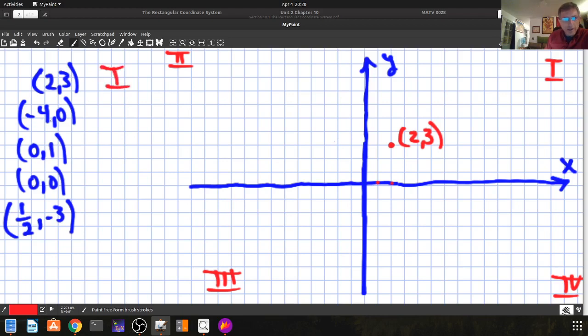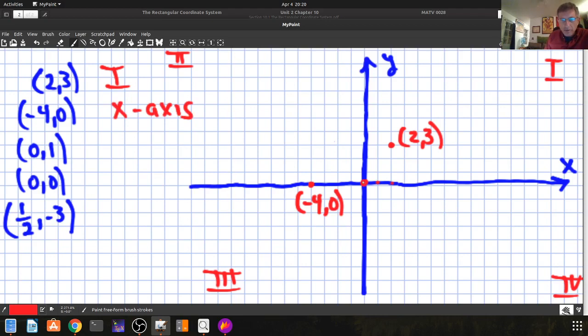So now let's plot -4 and 0. So I start on the x-axis at the origin, and I go -1, -2, -3, -4, and the y value is 0, which is right there. So this is minus 4 and 0. And it lies on the x-axis. It's not in any quadrant. It straddles a quadrant.